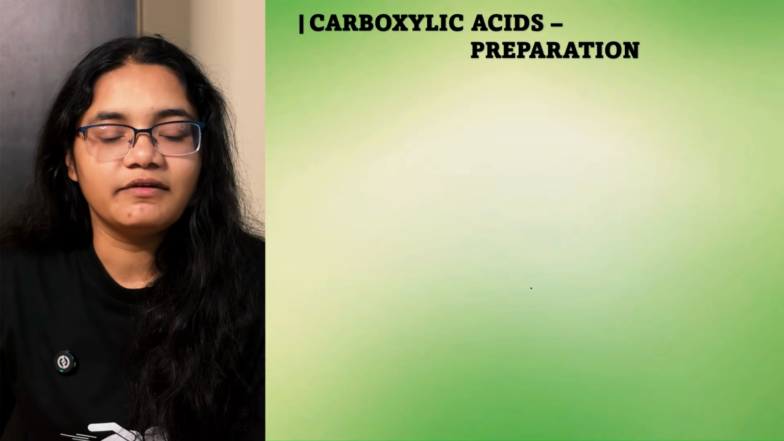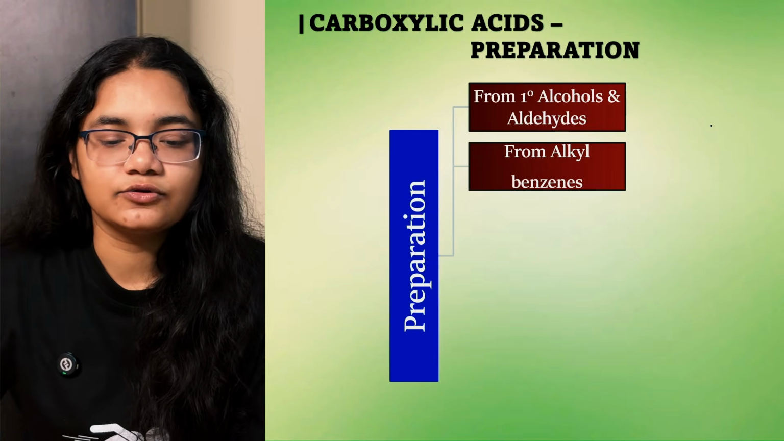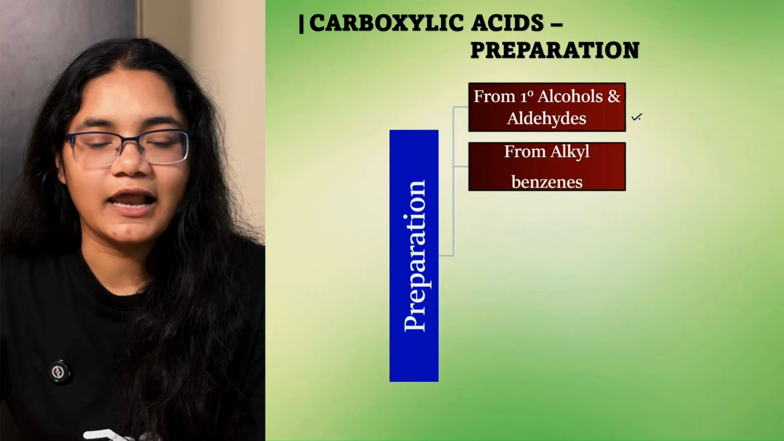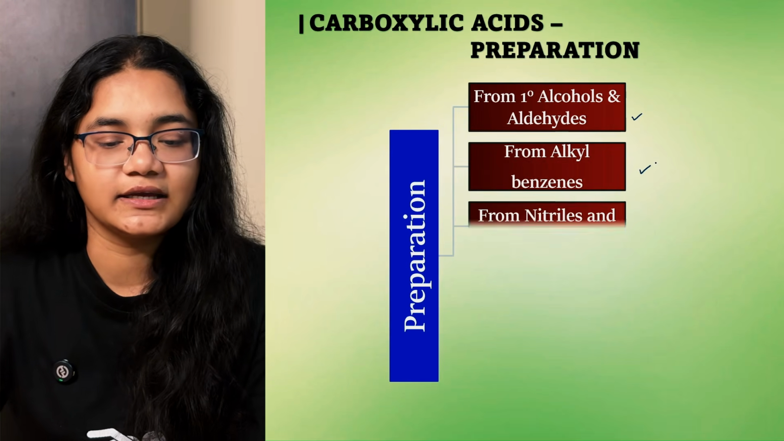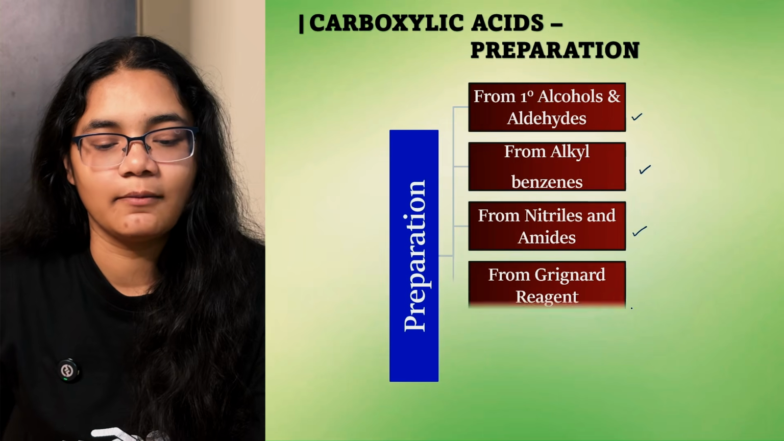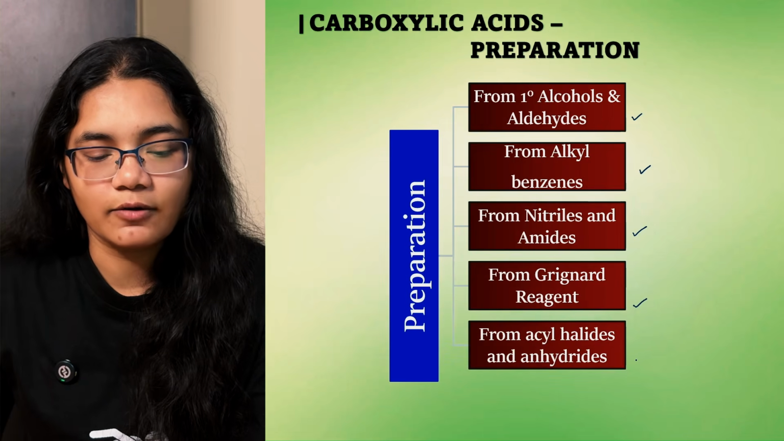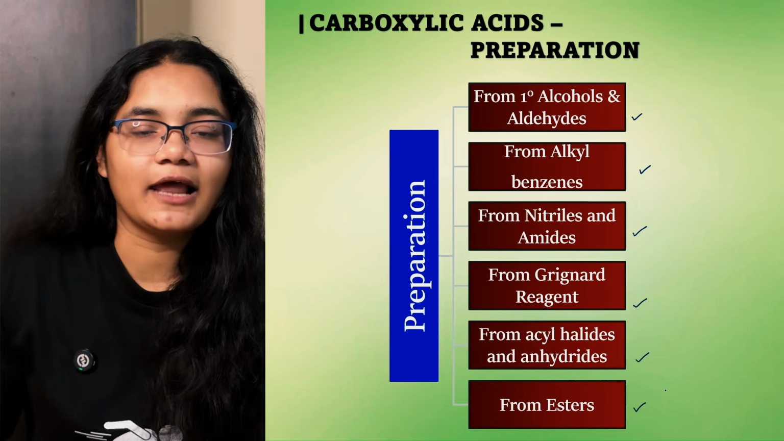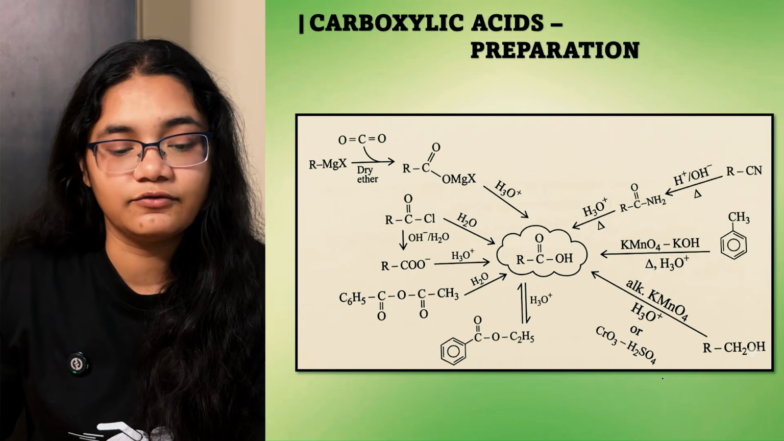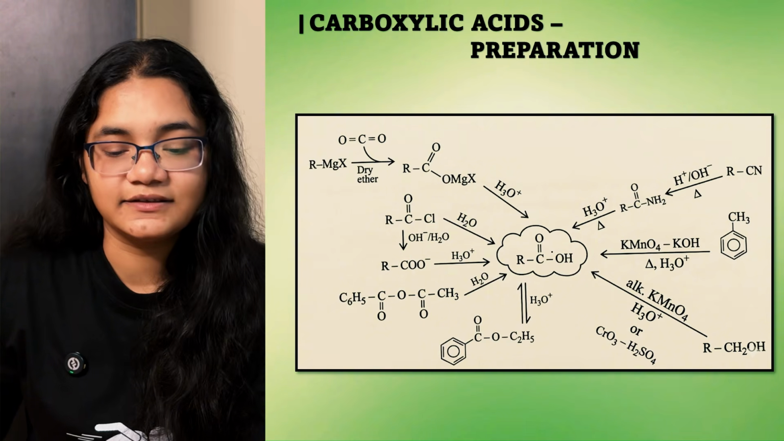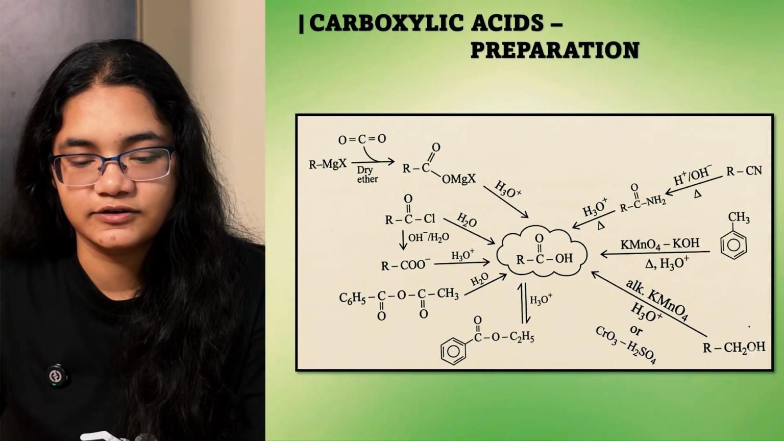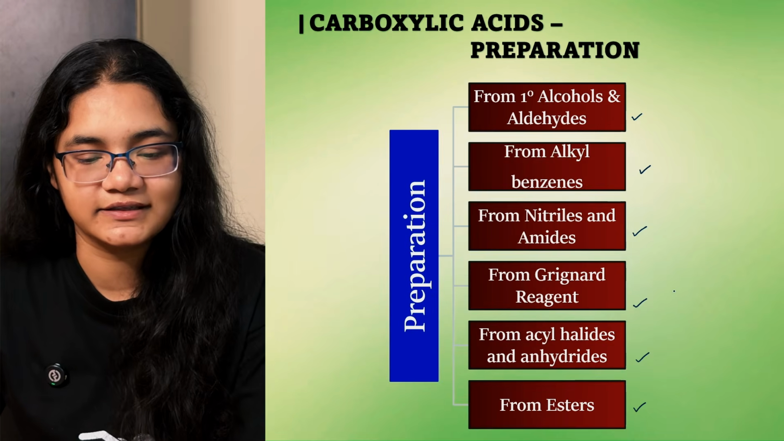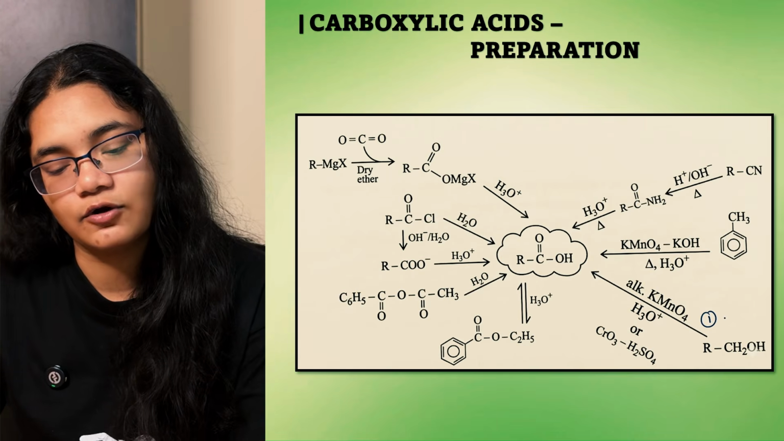Okay, now we'll see the preparation of carboxylic acid. So it can be prepared from primary alcohols and aldehydes easily, then using alkyl benzenes, from nitriles and amides, from Grignard reagents, from acyl halides and anhydrides, and from esters. So if you see, primary alcohols and aldehydes can easily give you these acids on oxidation. Okay, so this is the first method. I have total how many methods? 6, right? So the first one is from primary alcohols.